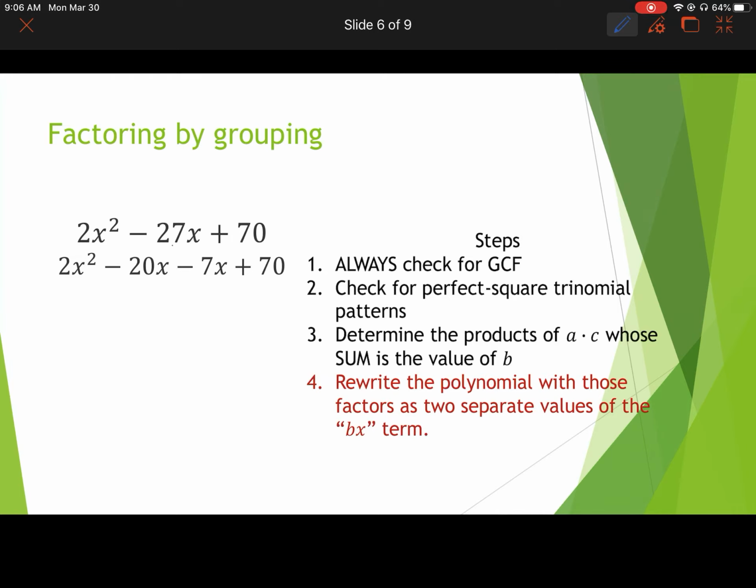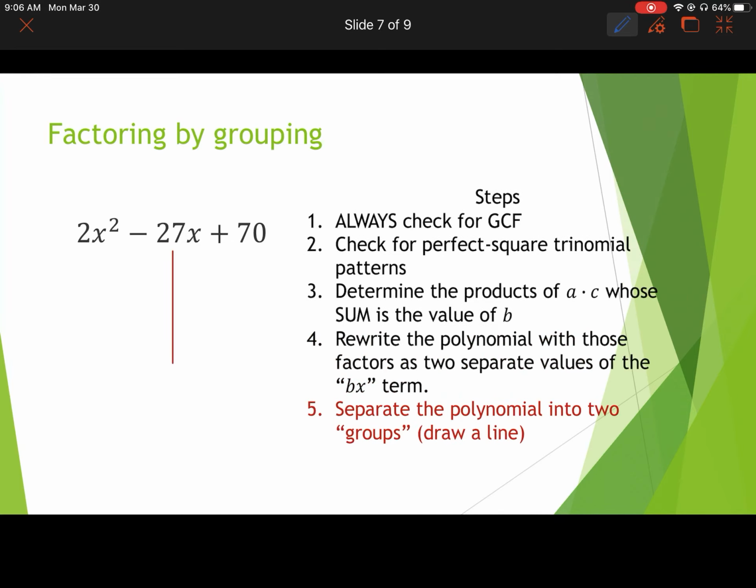So what we're doing is rewriting the polynomial. Instead of a negative 27x, we're writing what created negative 27x. It was a negative 20x and a negative 7x. Okay, so now we're just going to group, because now we have a polynomial with 4 terms. We're going to split it in half.